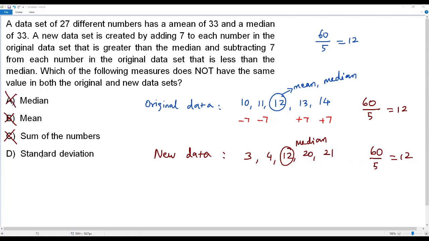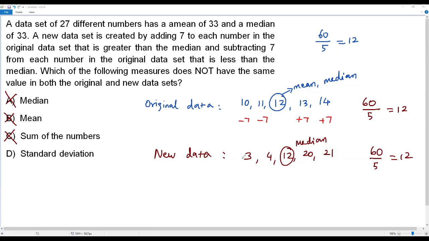Now we are left with only one option, that is standard deviation. So what is standard deviation? In a data set, the standard deviation measures the spread of the data. So what is the spread of the original data? The original data is spread from 10 to 14. What is the spread of the new data? It is spread from 3 to 21.